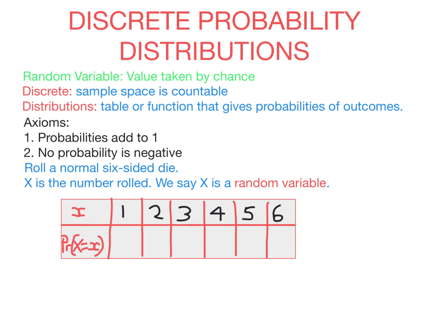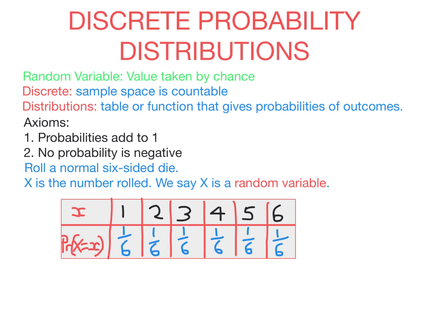So the distribution of X is just going to be this table that tells us the probability of taking on any of these values. Now you know that when we roll a normal 6-sided die, the probability of rolling 1, 2, 3, it's a 1/6 for all of them. So this table constitutes a valid probability distribution because if we add up all of these probabilities, we get 1 and none of them is negative.